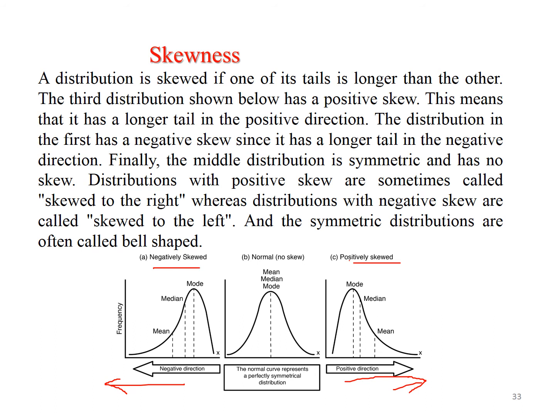And suppose it looks this way, this is a symmetric pattern, so maybe we call it a bell-shaped curve. So this is normal, or no skewness. So we have positive skewness and negative skewness. We also call positive skew right skewed, meaning the right side is skewed. This is left side skewed, so we call it negative skewed, or left skewed.